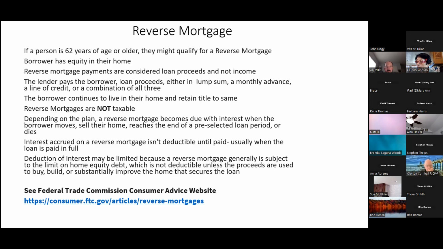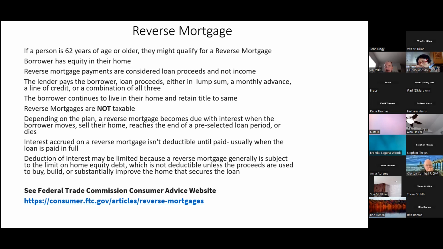And then when you're talking about a reverse mortgage, they're loan proceeds. And so there's different ways that the contract or the promissory note will provide. But at the end of the day, you're receiving typically a monthly payment, and it's a loan.